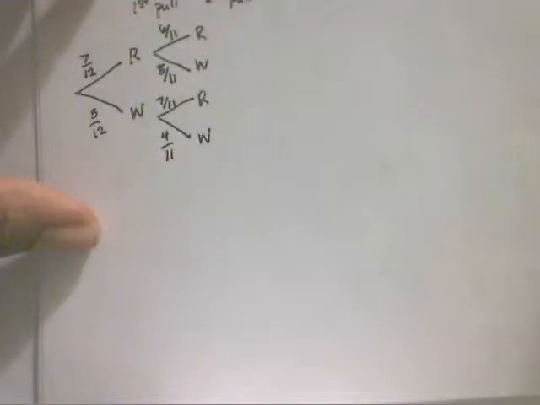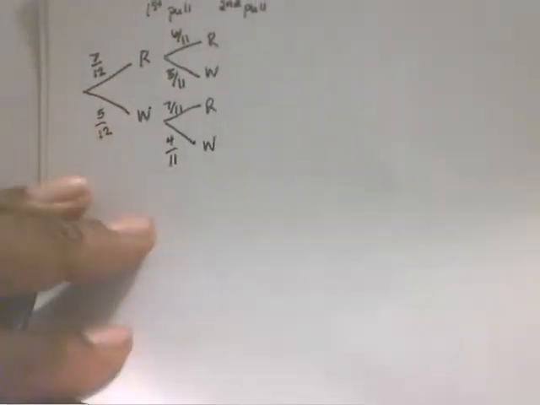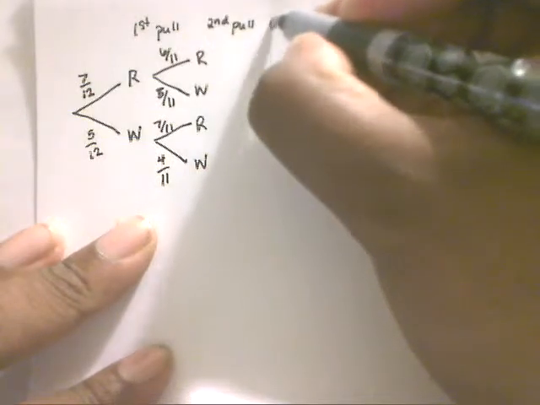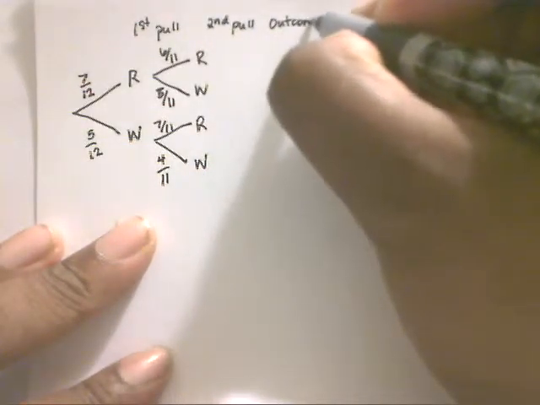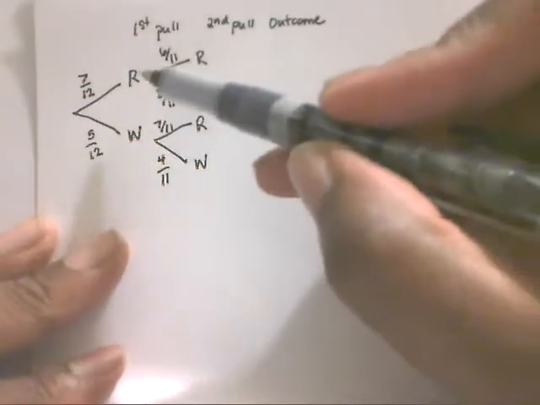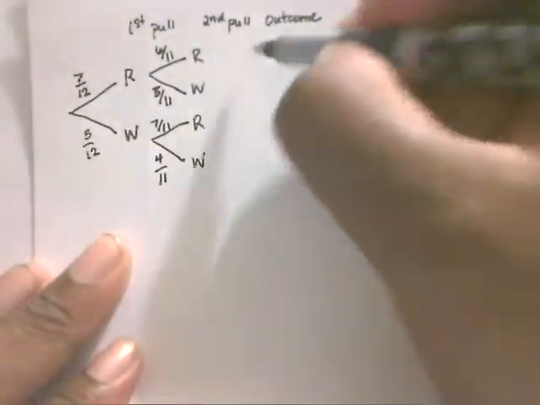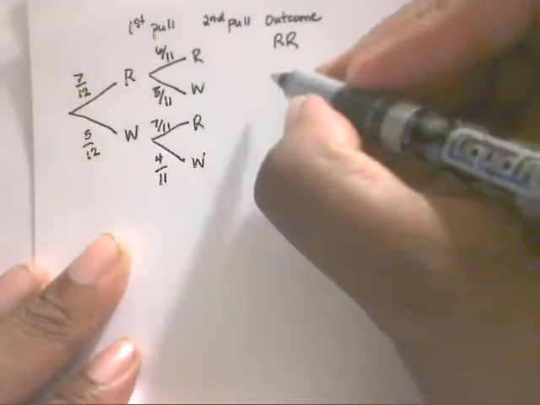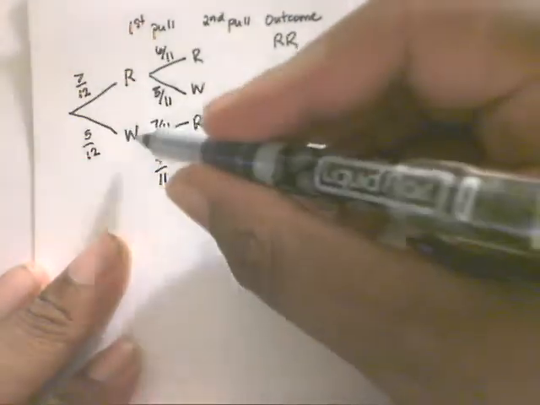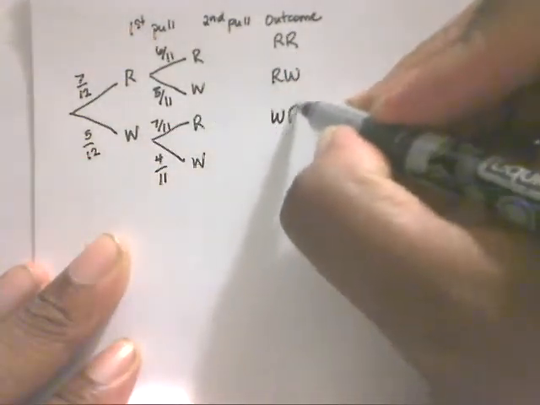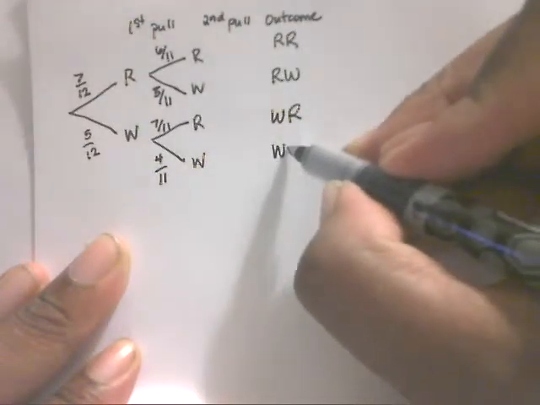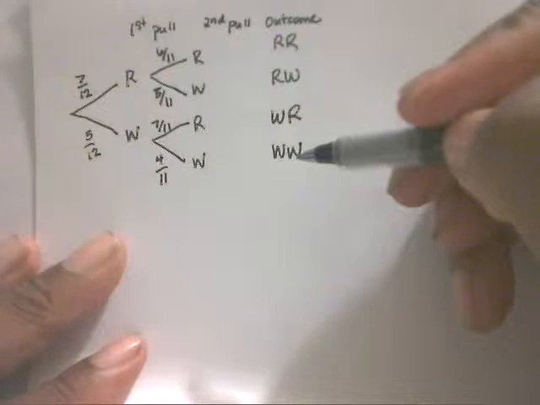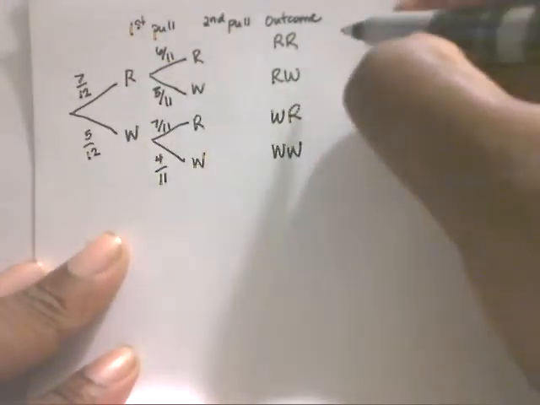Okay, so that's what the tree diagram looks like. Now let's look at the outcomes, all the possible outcomes. The outcomes are you're going to have a red and a red, and then a red and a white, then a white and a red, and then white and white. Okay, so those are the 4 possible outcomes. Now let's look at their probabilities here.